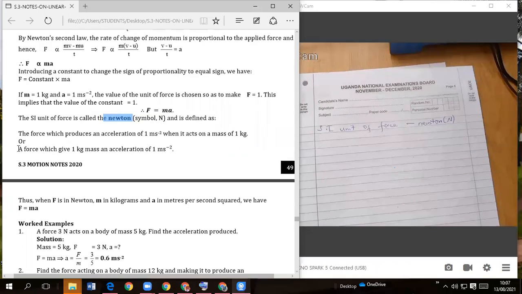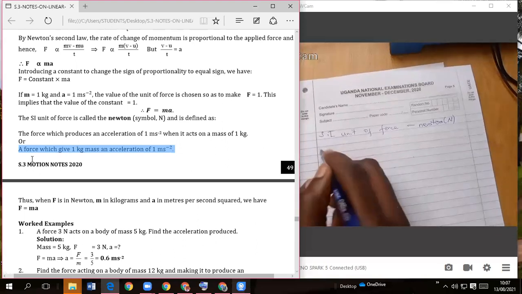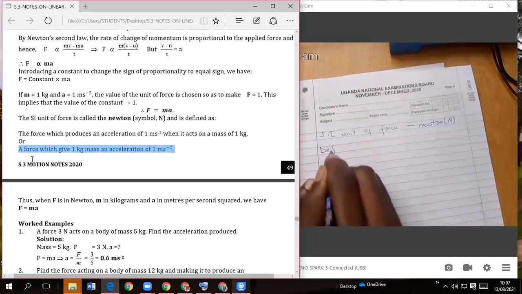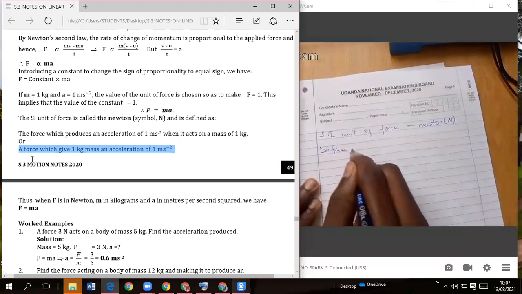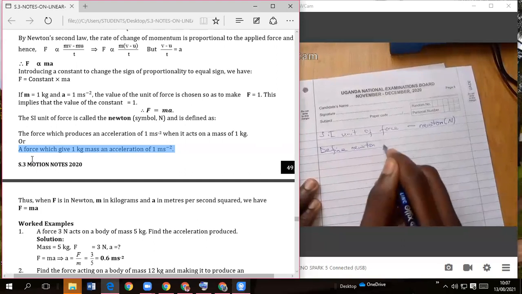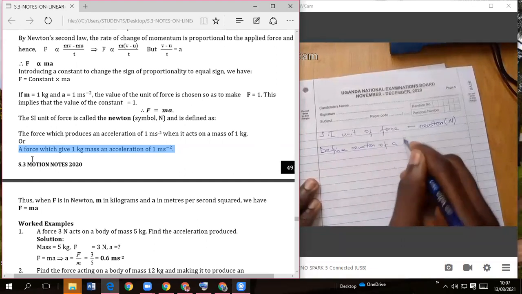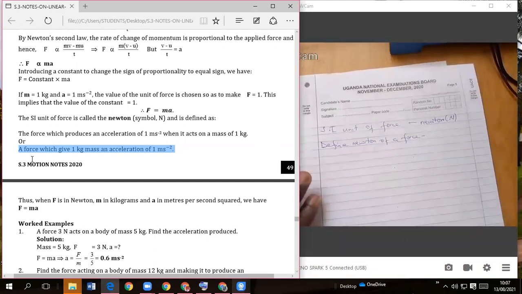So you can go ahead and define what a force is. You can go ahead and define what a newton is. Who can define what a newton is? Define for me the newton of a force. What is the newton of a force?